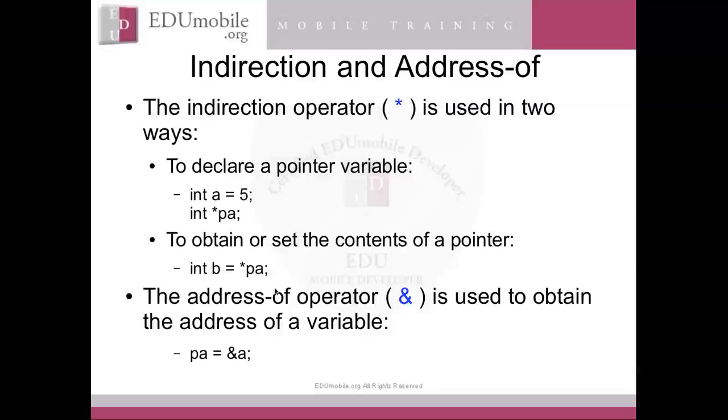And then the address-of operator, which is an ampersand, is used to obtain the address of a variable. So here, I'm setting that pointer pa equal to the address of a. So a contains 5, but a also has an address in memory. And that memory address is what goes into pa. And typically, we don't inspect the actual numeric address of a pointer. We use them in other ways. But in this case, since now I have the address of a in pa, I can assign b to the contents of pa. So after I've done this, b has a value of 5.